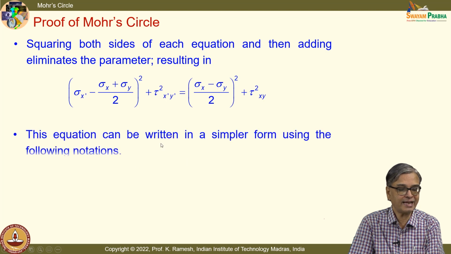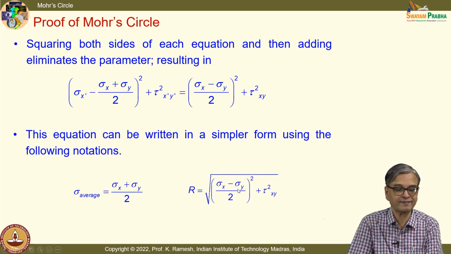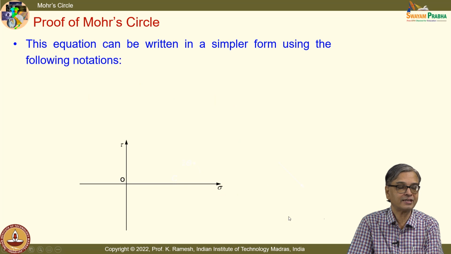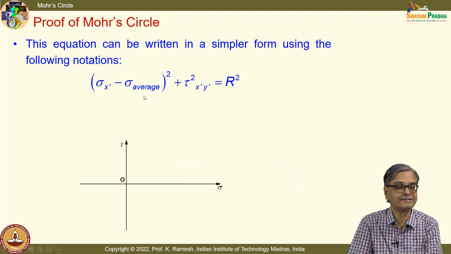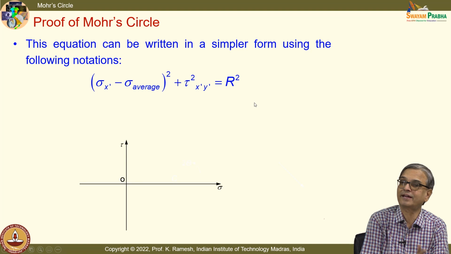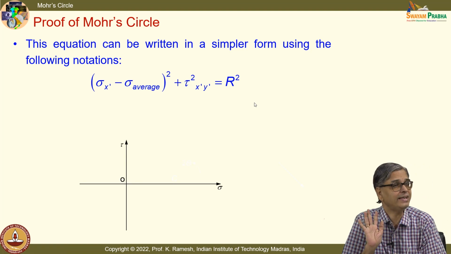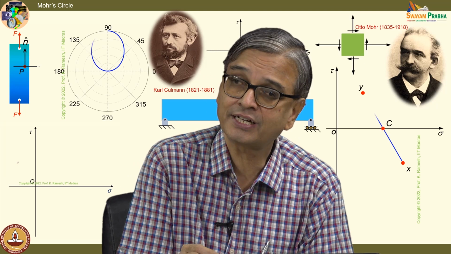So, I can rewrite the same expression by bringing in the new notation sigma average as sigma x plus sigma y by 2, and then your r is square root of sigma x minus sigma y by 2 whole square plus tau squared xy. So, if I do this, my equation results in the form (sigma x prime minus sigma average) square plus tau squared x prime y prime equal to r square, which is nothing but a circle. Fine. We have learned the procedure.